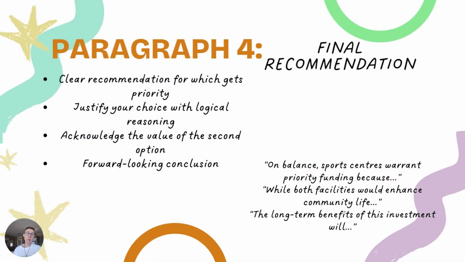which is your final recommendation. So now you're going to state very clearly which of those two options gets priority. Is it the sports centres or is it the public gardens? And why? Justify your choice with logical reasoning. Acknowledge the value of the second option. So we can end this with language such as, on balance, sports centres warrant priority funding because while both facilities would enhance community life, ultimately, I believe sports centres, blah, blah, blah. The long-term benefits of this investment will.